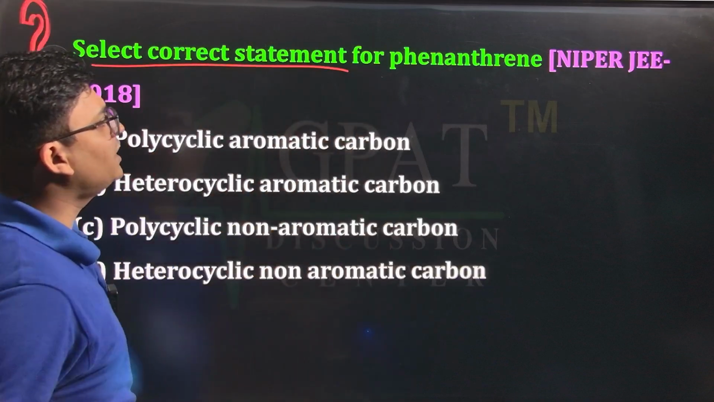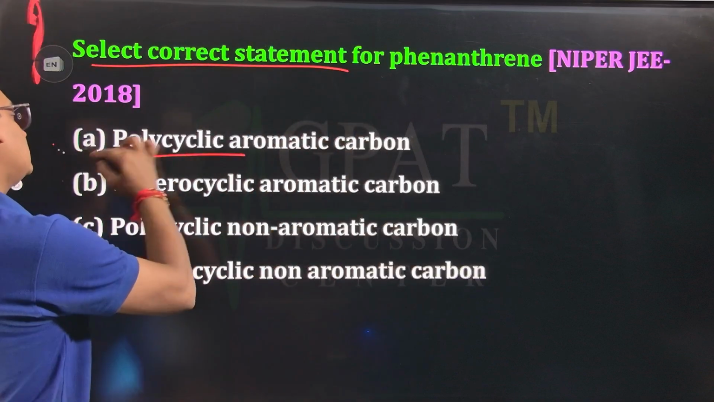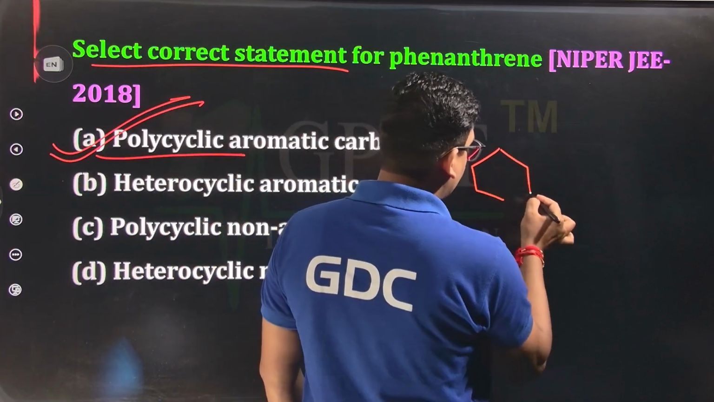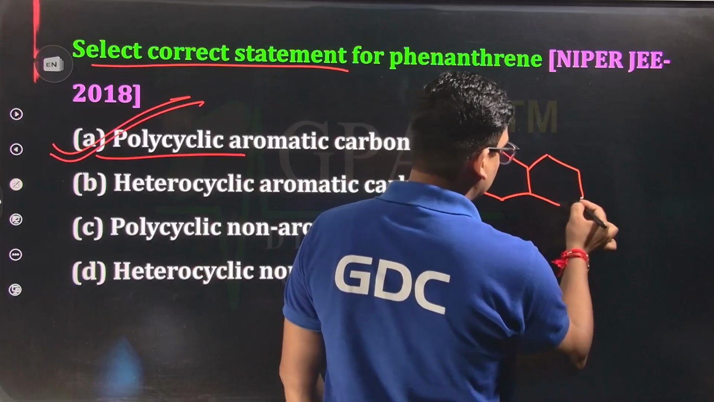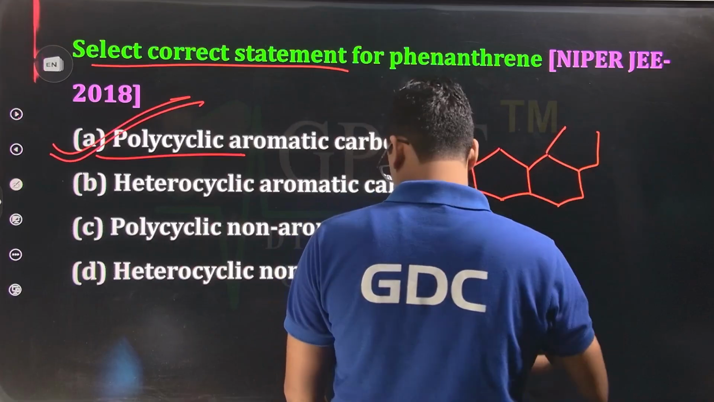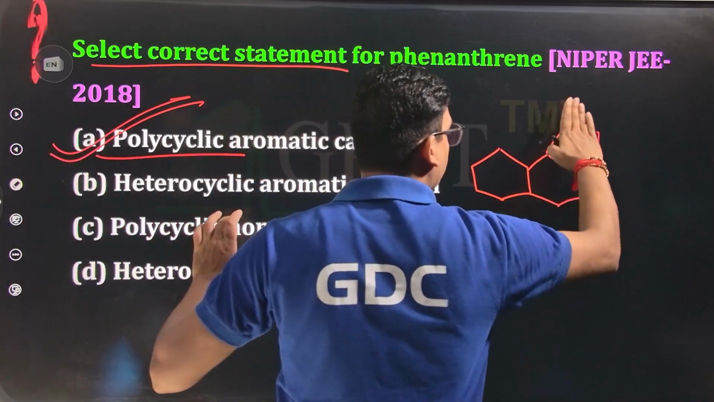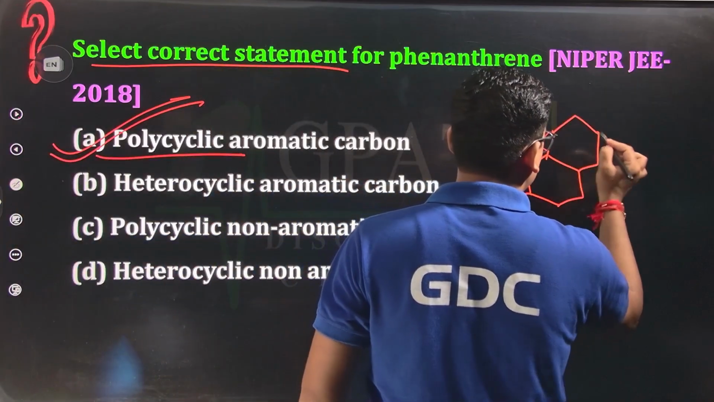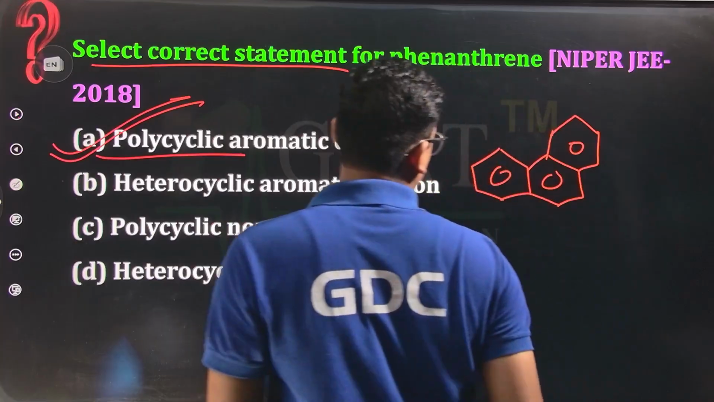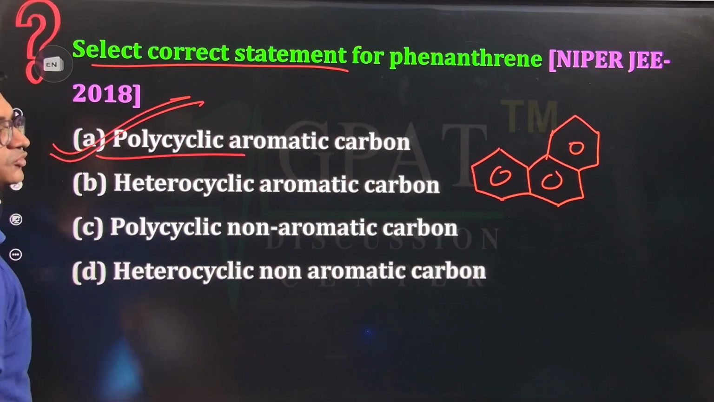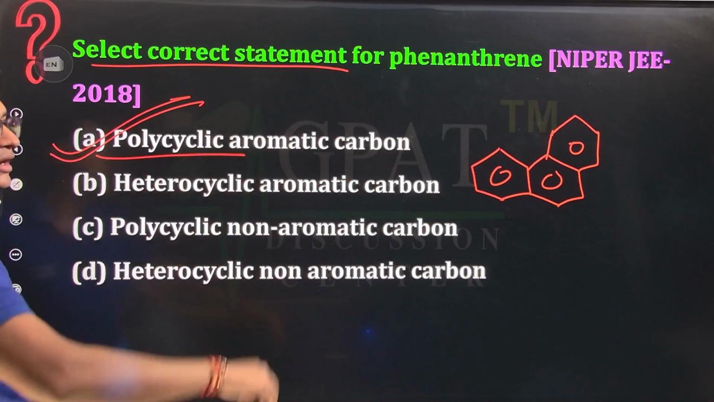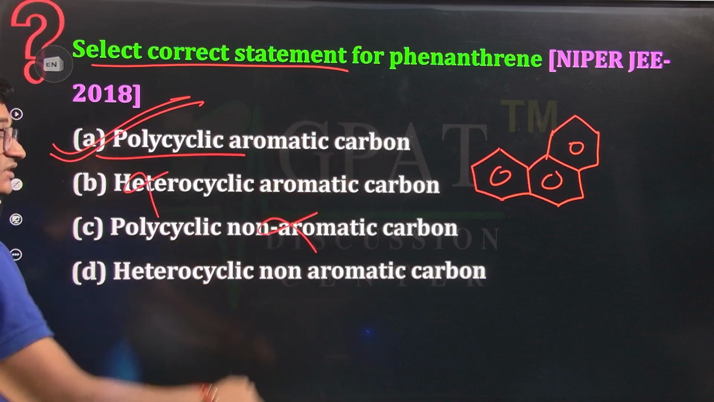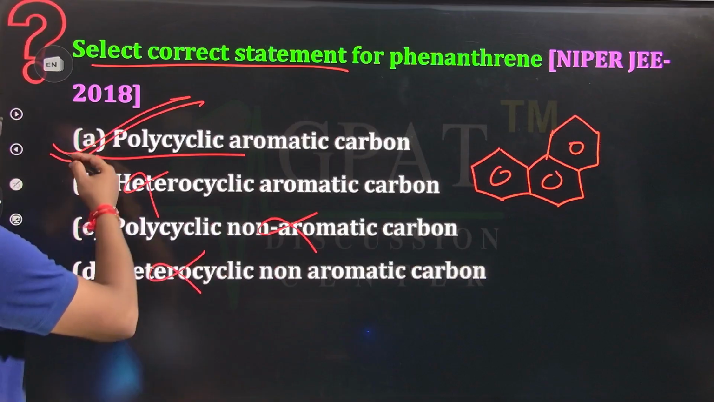Select the correct statement for phenanthrene, a polycyclic aromatic hydrocarbon. Polycyclic, phenanthrene has a three-ring structure. This is three benzene rings in a non-planar fused structure, that is a non-linear structure. Heterocyclic is not at all possible. Polycyclic non-aromatic, no, it's an aromatic one, with three benzene rings. This is not heterocyclic. Only A is the right answer.